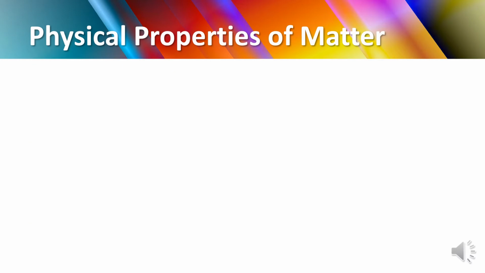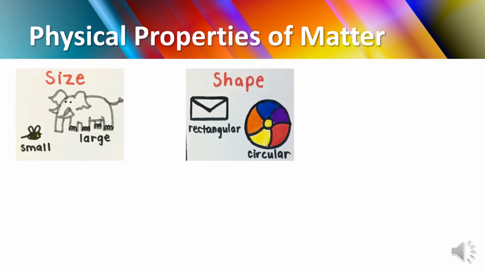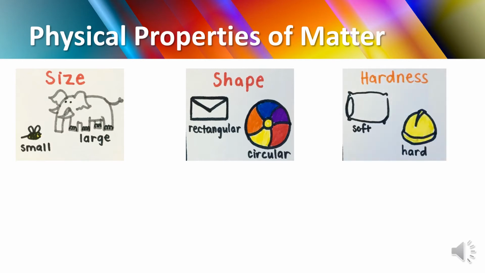To identify physical properties of matter, we will be using a lot of adjective words to describe things. First is the size. We can describe a matter as small or large, or we can also use the words few or many. For shape, we can use the words circular or rectangular, even spherical to describe things. Hardness, we can use soft or hard to describe things. We can also describe an object through its flexibility. Does it bend or not?